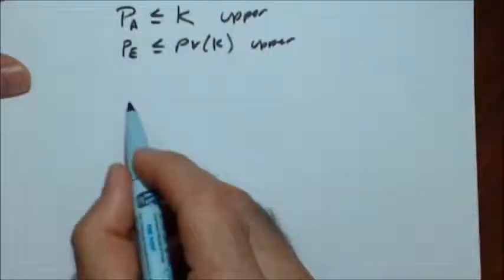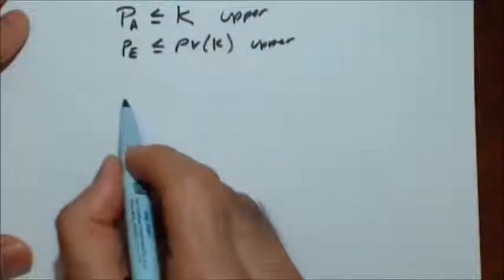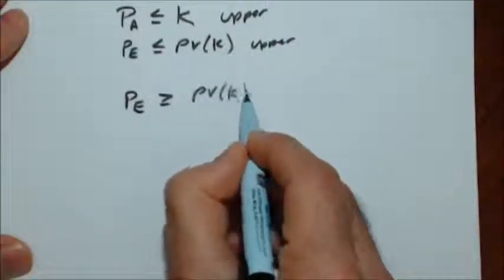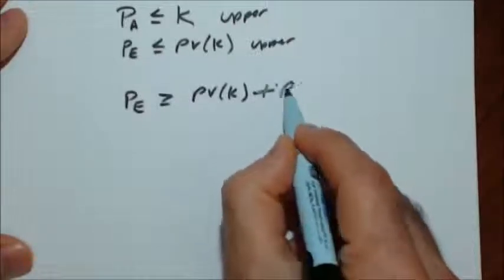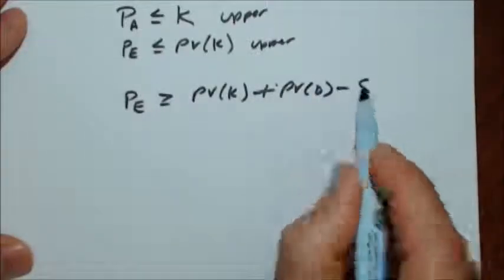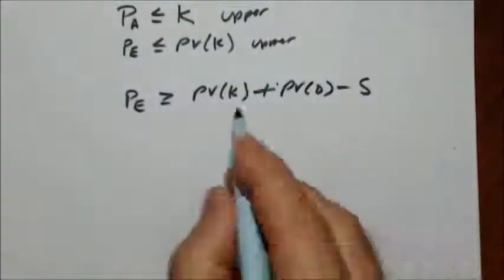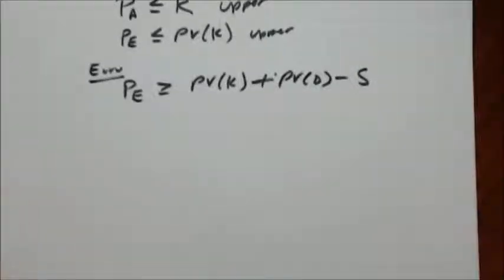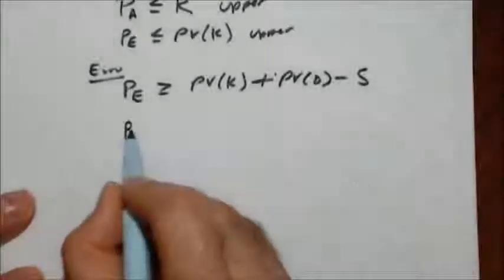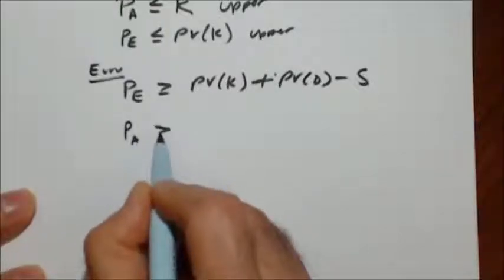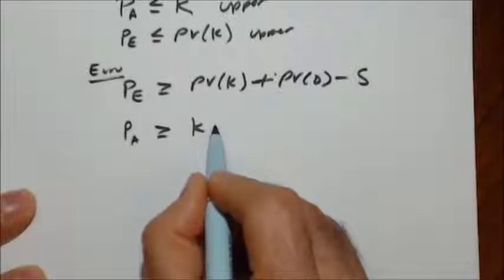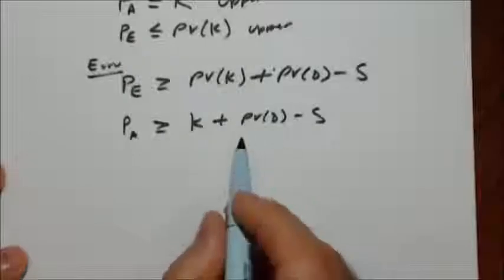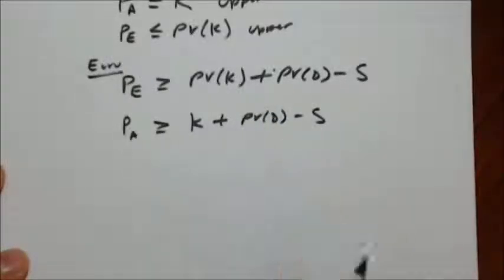Now the lower bounds look like this. For a European, present value of K plus the present value of dividends minus the stock price. And this is for a European. Okay. Now for an American, it's K plus present value D minus S. And for a non-dividend, you just ignore the dividend here.